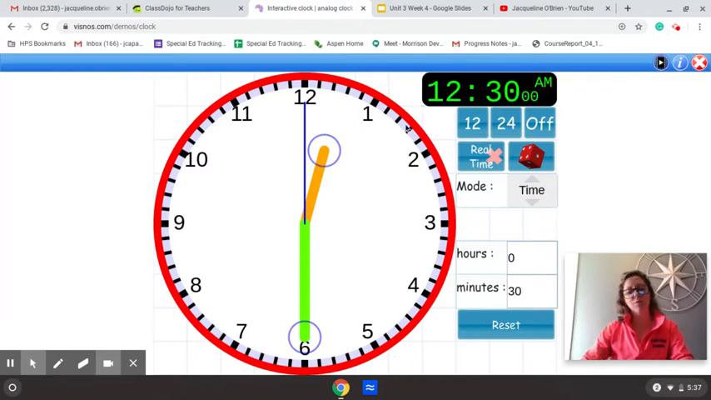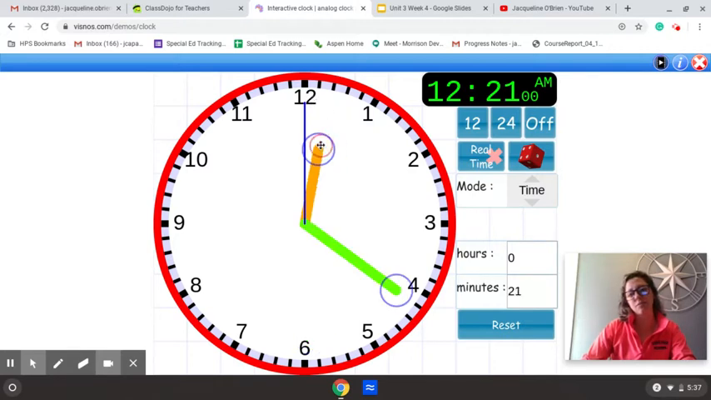Today, I want to go over telling time to the 5-minute interval. We have practiced counting by fives throughout the year. When we count by fives, we count 5, 10, 15, 20, 25, 30, 35, 40, 45, 50, 55, 60. So there are 60 minutes in an hour. When we are counting by 5-minute intervals, let me go back to 12 o'clock.